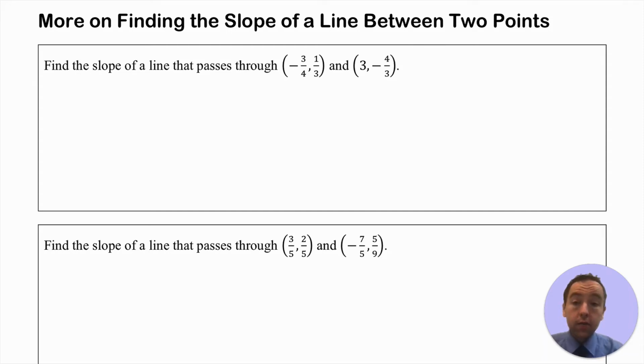Here we're again asked to find the slope of a line, but this time the ordered pairs are going to have some fractions and things involved, so we just want to see what that's going to look like in terms of operations and such. So we know that to be able to find the slope of a line, we want to find the change in the y's over the change in the x's.